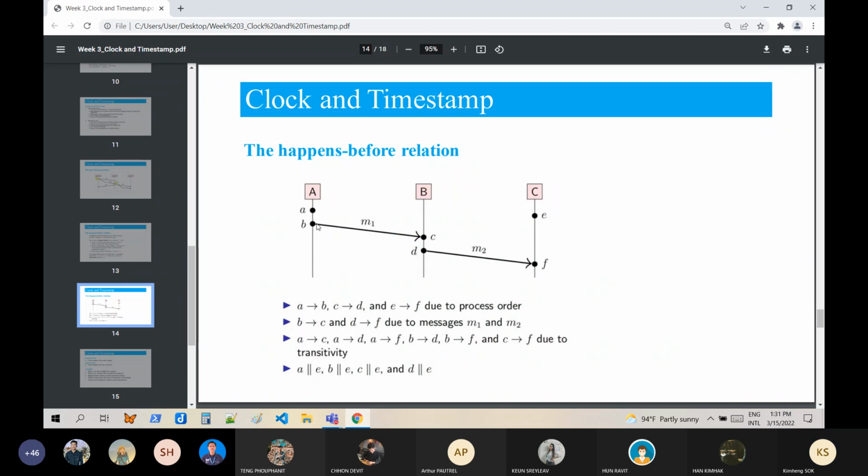For example, event B is sending a message M1 and event C is receiving the message M1. So we say that B happens before C. Okay, because this one is the cause and this one is the result. So that's why we know that B must happen before C. Otherwise, C will not receive M.